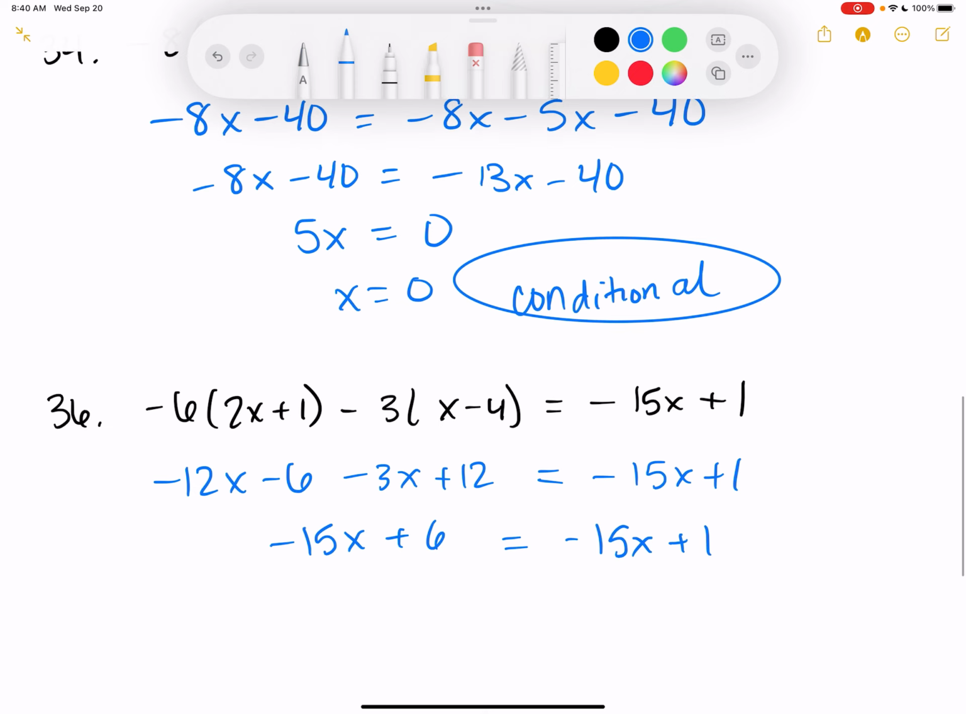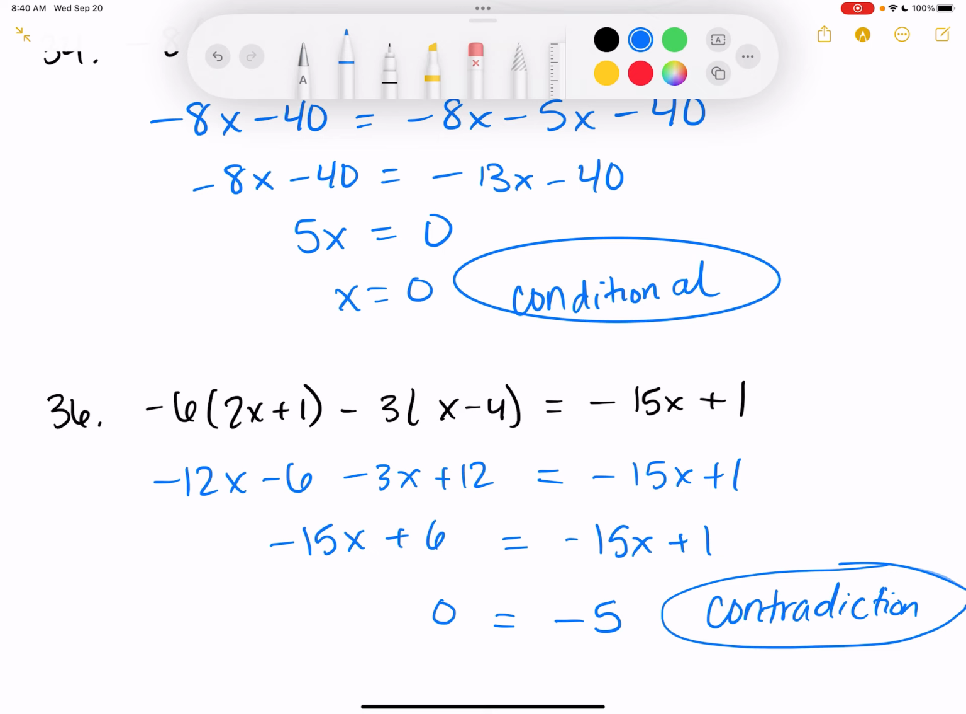So add the 15, subtract 6. So that's 0 is equal to -5. So what is this? Contradiction. Because that can never be true.